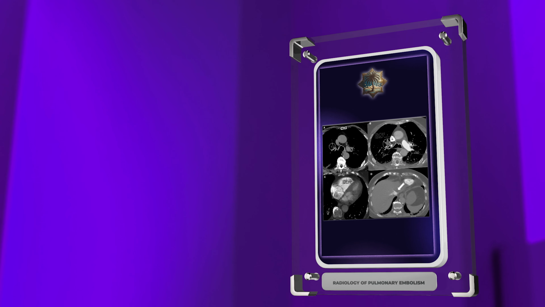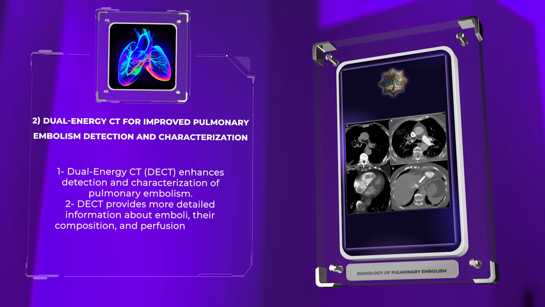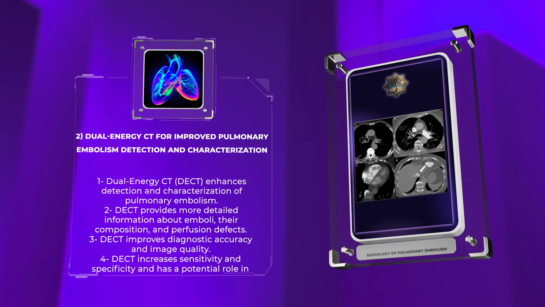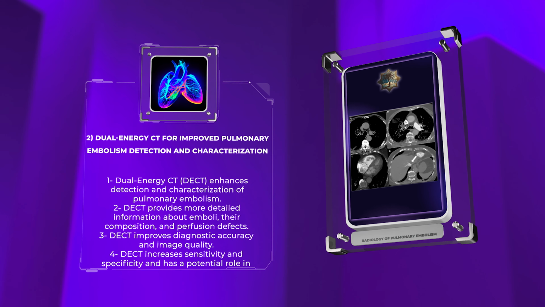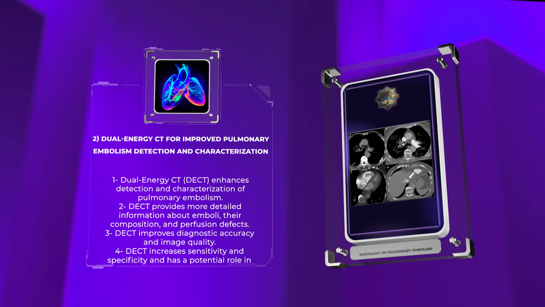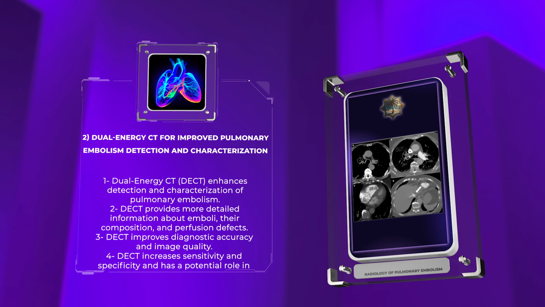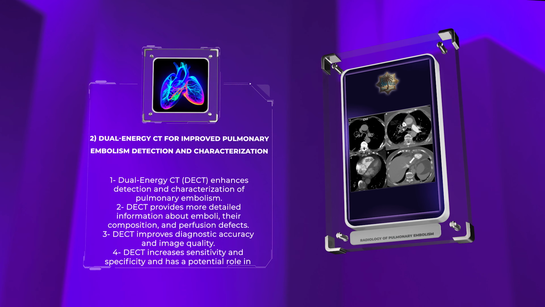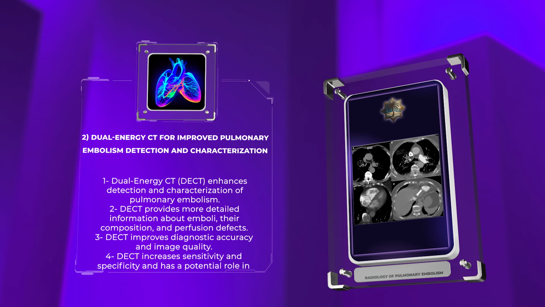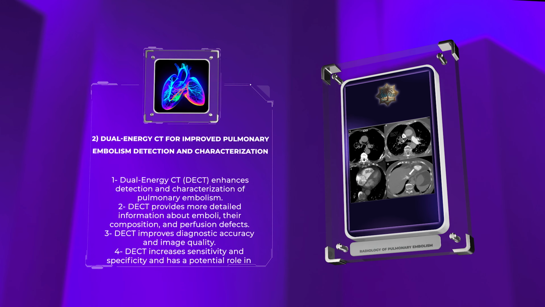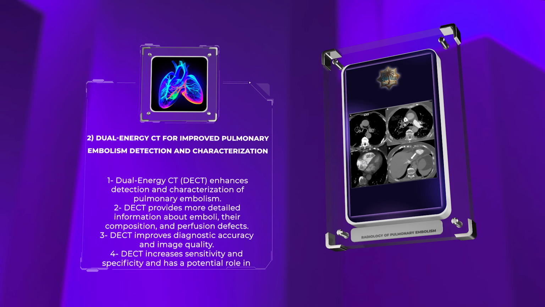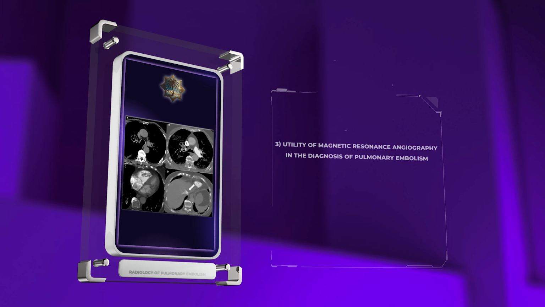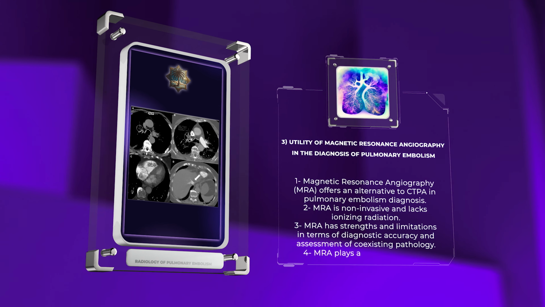Moving forward, we will explore the capabilities of dual energy CT, DECT, in enhancing the detection and characterization of pulmonary embolism. DECT utilizes different energy levels to obtain more detailed information about emboli, their composition, and perfusion defects. This technique improves the diagnostic accuracy of embolus identification while minimizing artifacts and improving image quality. We will discuss the advantages of DECT in increasing sensitivity and specificity, as well as its potential role in risk stratification and treatment decision-making.